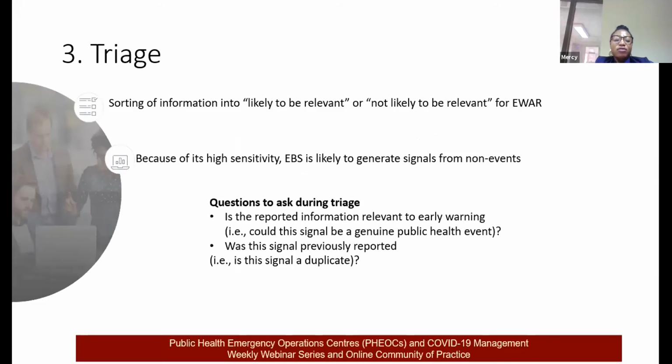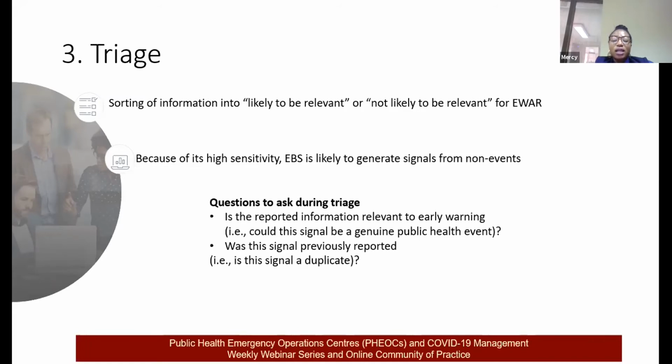Triage: after it's been reported, we have to do sorting, because definitely the person who is reporting might not have the capacity to actually grade the signal according to its relevance, whether it's relevant or not to EWA. So maybe the supervisor at the level of the community has to do some sort of triage. And this triage means sorting out if the signal is relevant to early warning and response, and should be referred to the list of established signals.